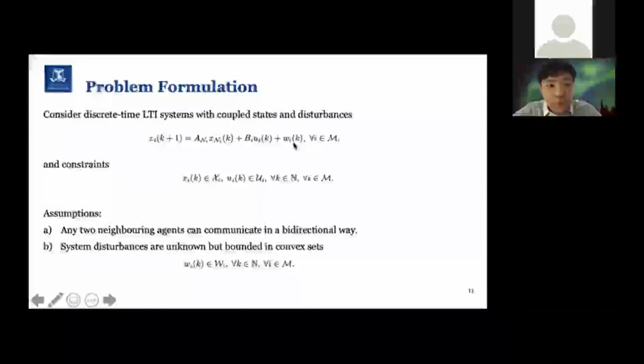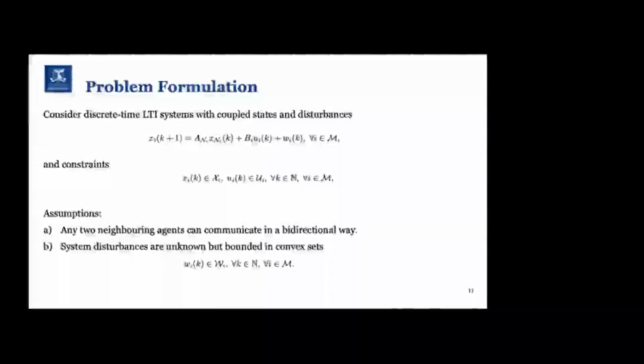Besides, we also consider that for each agent, the state and input are constrained by convex sets. And here we also consider two assumptions. The first one, we assume any two neighboring agents can communicate in a bidirectional way. And the second one, the disturbances for all the agents are unknown, but can be bounded in convex sets.